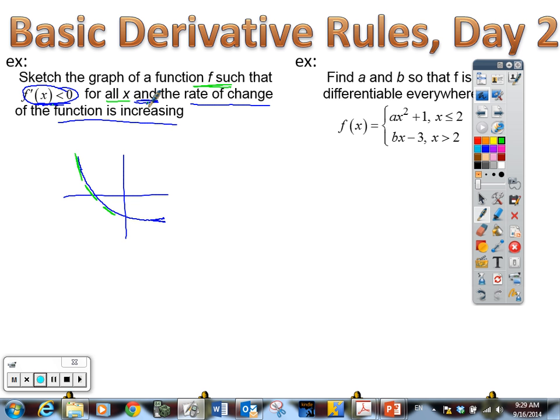So think of the rate of change as a number. You want the number to increase, the derivative number to increase. Okay, is that okay?